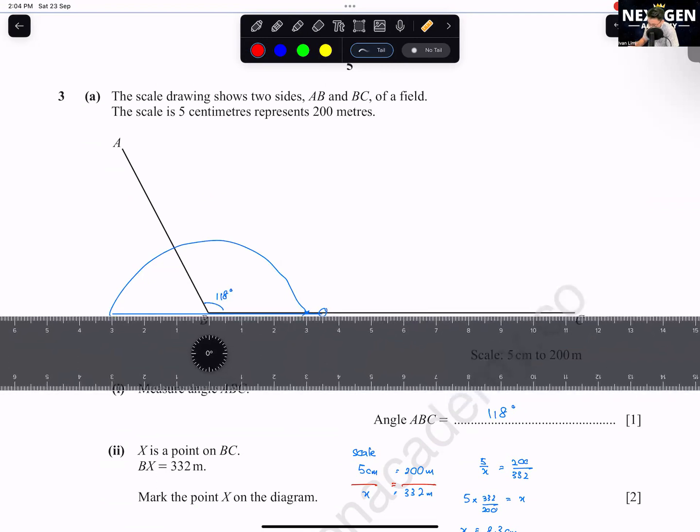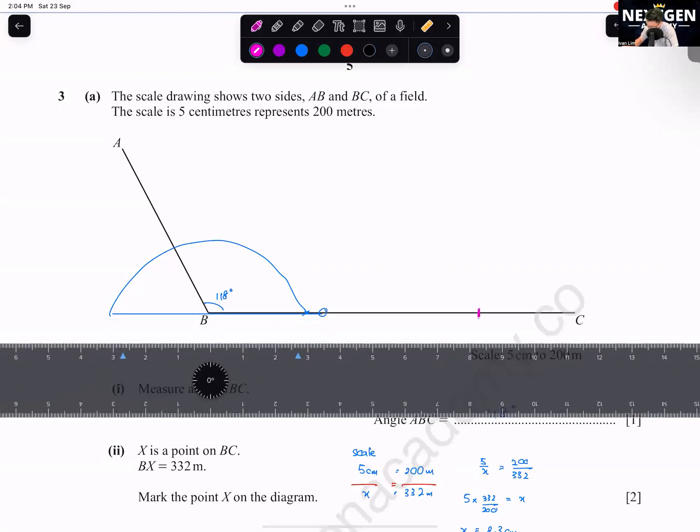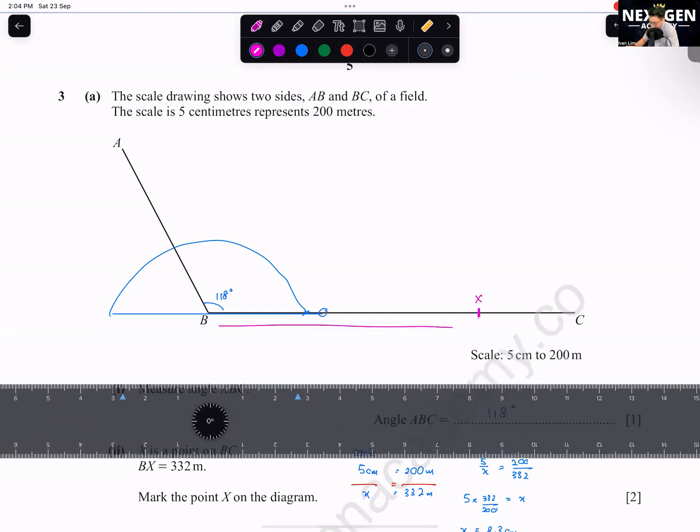So I measure 8.3 to be here. Okay, this part here. Yeah, label this as X. This here is 8.3 cm.